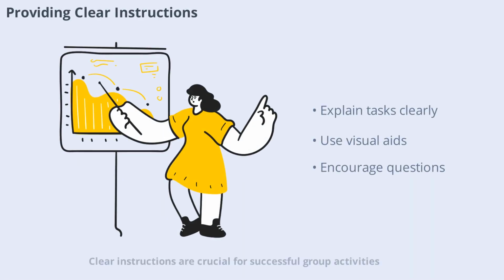Clear instructions are crucial for successful group activities. Take time to explain the task, the expected outcomes, and any specific steps students need to follow. Visual aids, written instructions, or examples can help clarify complex tasks. Encourage students to ask questions if they're unsure about anything. The clearer your instructions, the more confident and independent your students will feel as they work together.